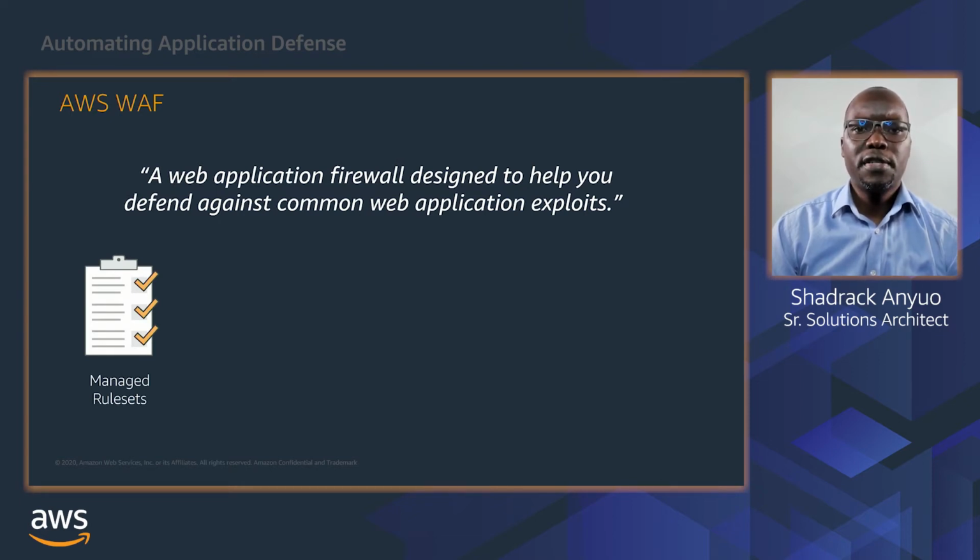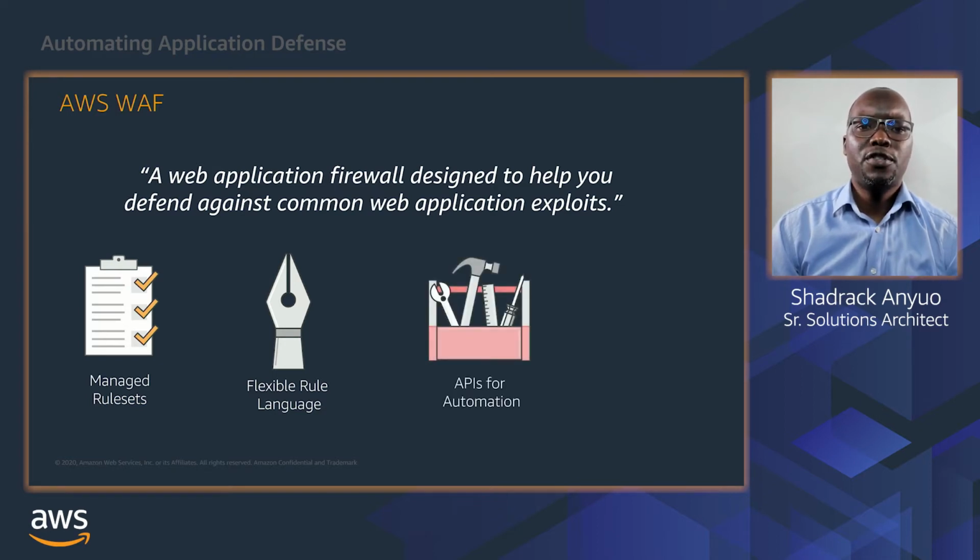You can also seamlessly integrate with third-party security vendor rules, which you can subscribe to from AWS Marketplace. It offers a flexible rule language that allows you to build your own customized rules based on the kind of mitigation measures you want to take. And AWS WAF also includes a full-featured API that you can use to automate creation, deployment, and maintenance of security rules, thereby allowing you to respond faster to security threats in near real time.